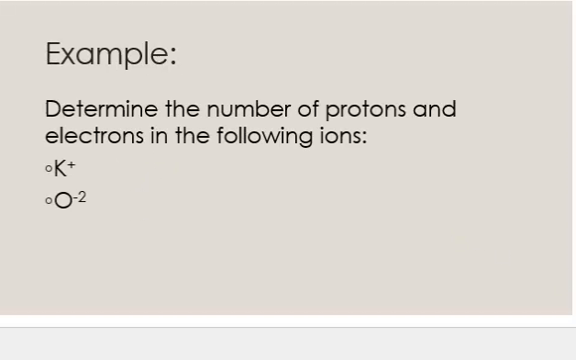Let's apply that mathematical formula. Determine the number of protons and electrons in the following ions: potassium, or capital K, charge of positive 1, and oxide, or capital O, charge of negative 2. Pause the video to get the answers.